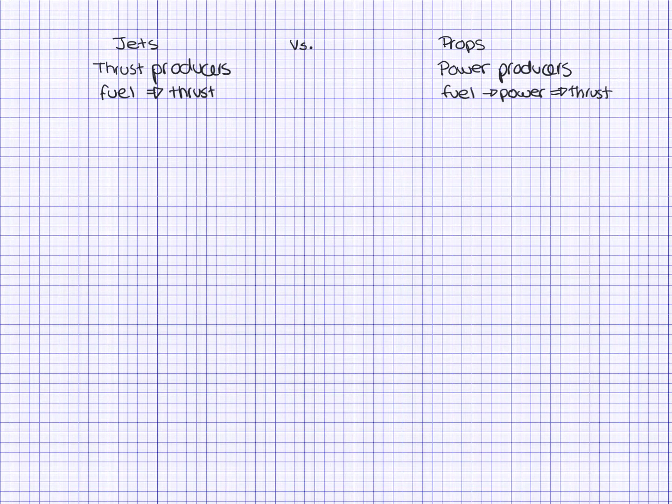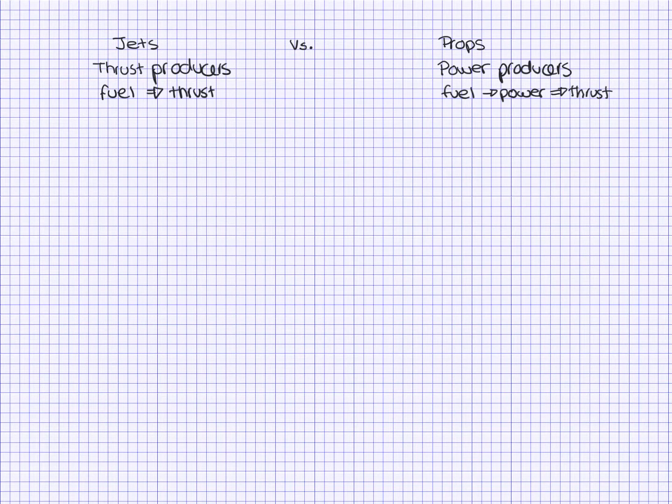So jets are going to be jet-powered airplanes. Props can be either turboprops or reciprocating engines that have a prop. And then we're going to have different types of thrust and power: thrust available, thrust required, power available, and power required.